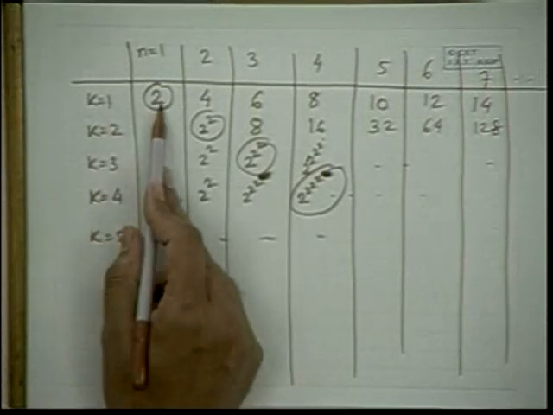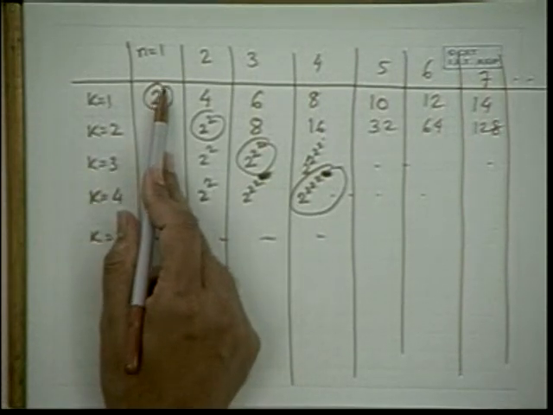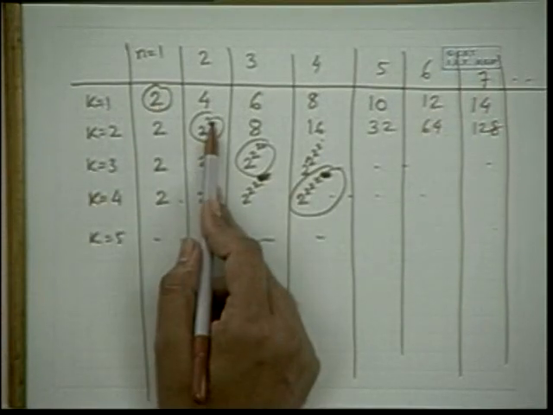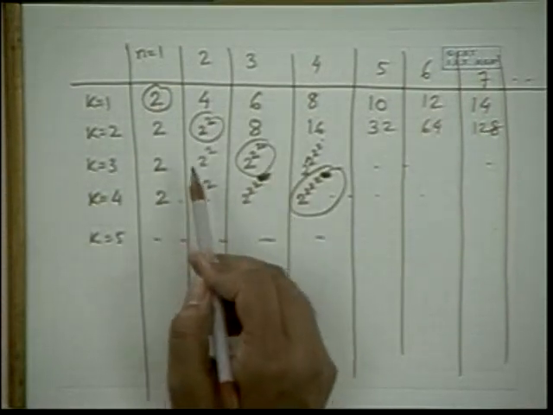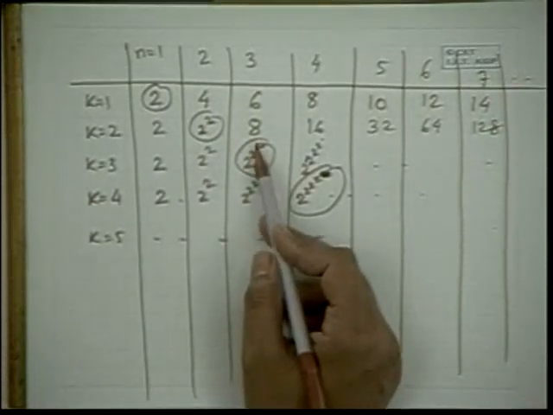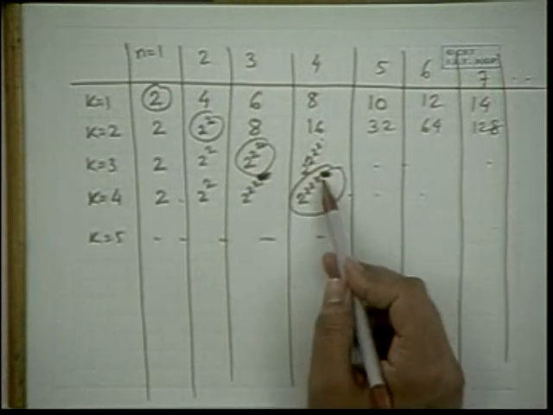When k is equal to 1, this is 2 to the power 0, 2 to the power 1. K is equal to 2, it is 2 to the power 2. Only one. This is called tower of 2. Only one 2. K is equal to 3, there are tower of 3 2's. K is equal to 4, there are tower of 4 2's.